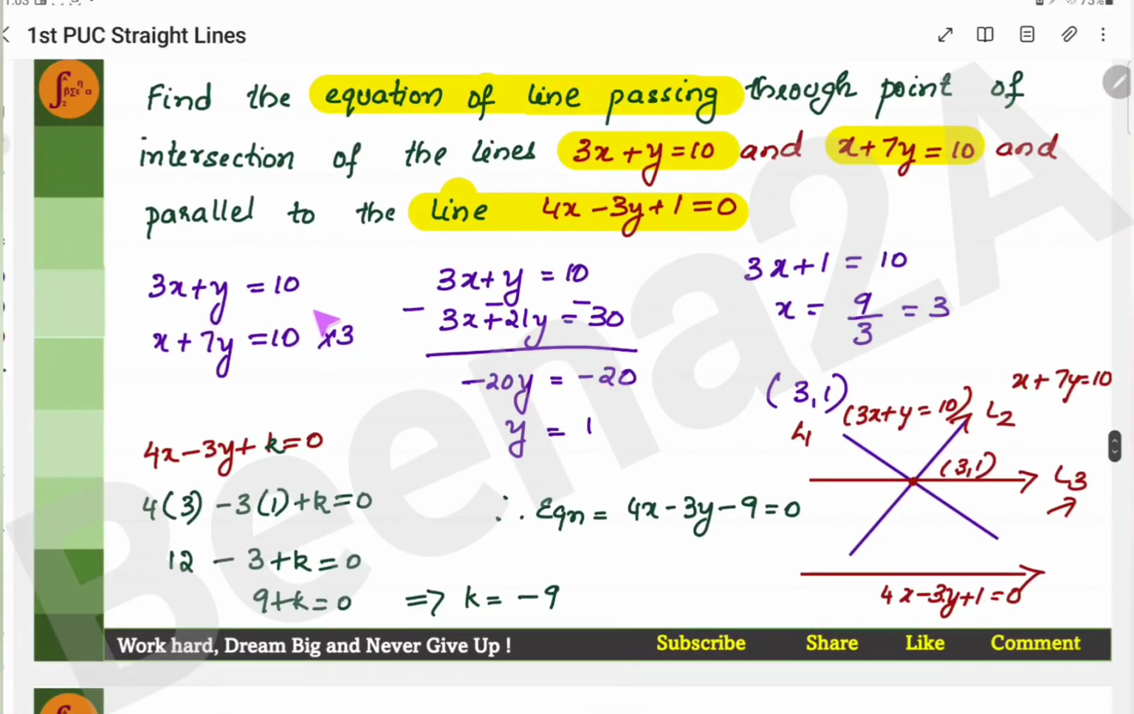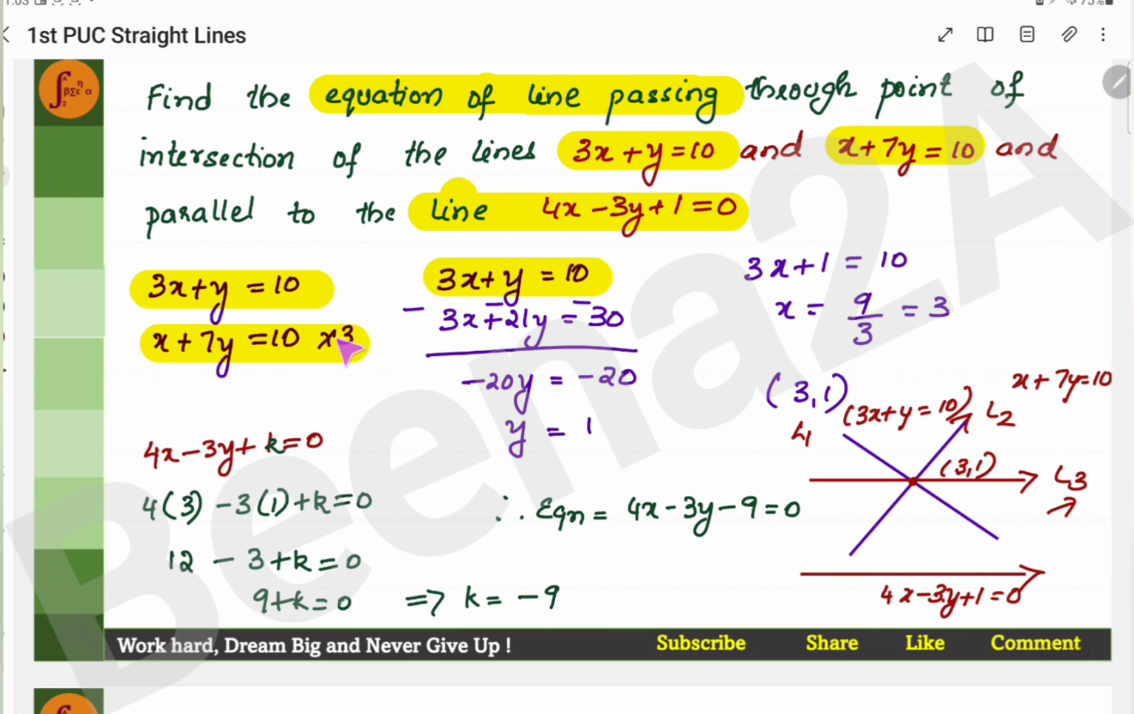So you'll find the intersection here. Take both the equations, these two line equations. If you multiply this equation with 3, you'll get 3x. Then you subtract, and this will get cancelled, and then you'll get the value of y. So like this, 3x plus y is equal to 10.